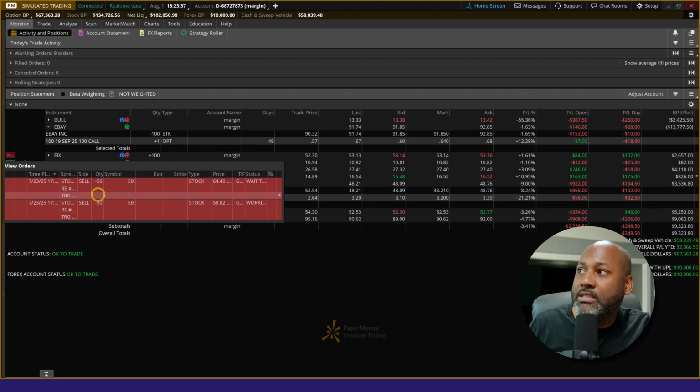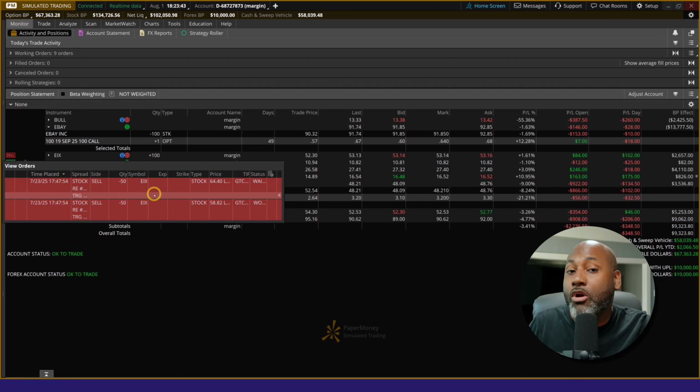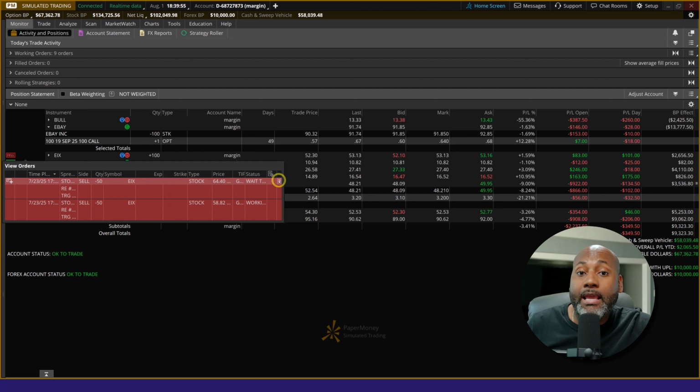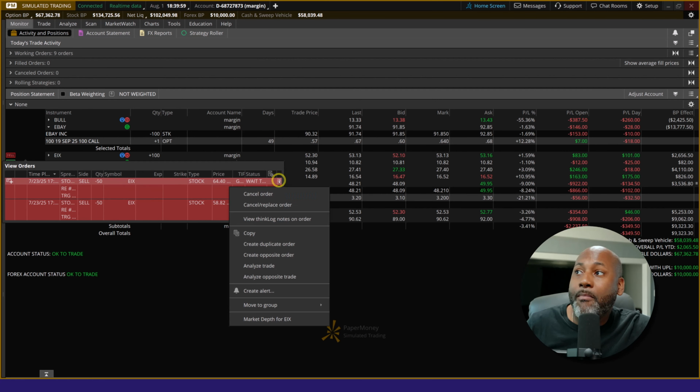If you can't see what's inside this box, you can click and drag and adjust it to be able to view what's inside of it. I'm not going to go through all of these columns. Just want to show you what's available. We're just learning navigation right now. To the far end on the right, if you click this icon, it will open up a menu that gives you control over that particular order. You can make changes to it.